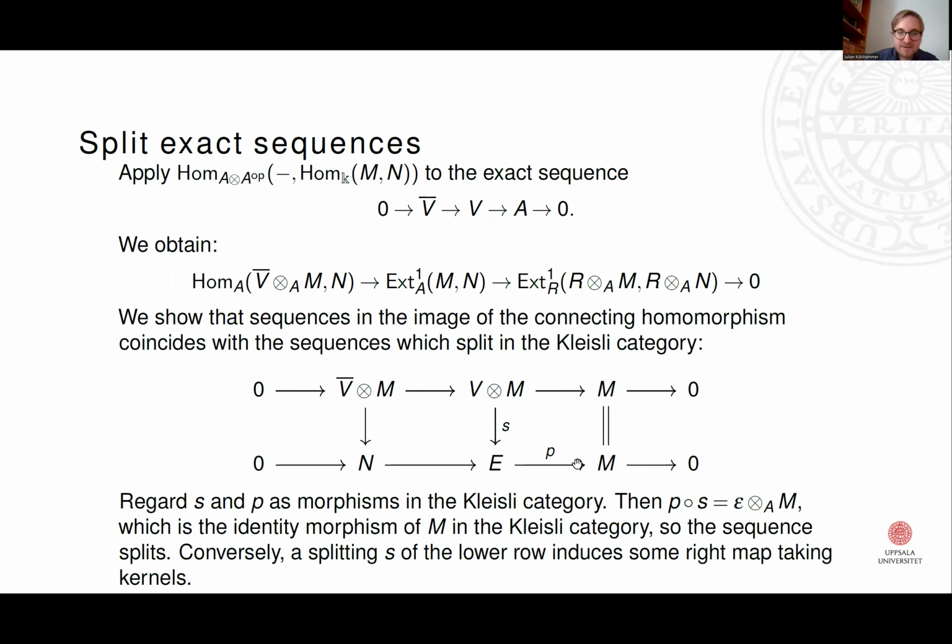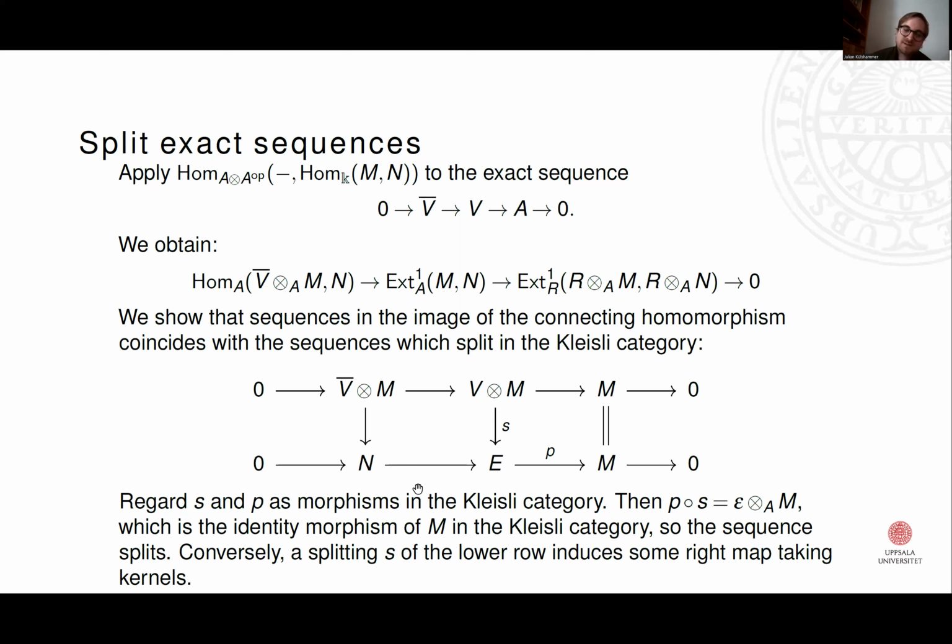Using this S. And this also works conversely. So if you have a splitting S of this map P in the Kleisli category, then this will give you such a commutative square on the right hand side. And then you can take kernels of this map, and then you get a map from V tensor M, V bar tensor M to N, which induces this sequence as a push out.